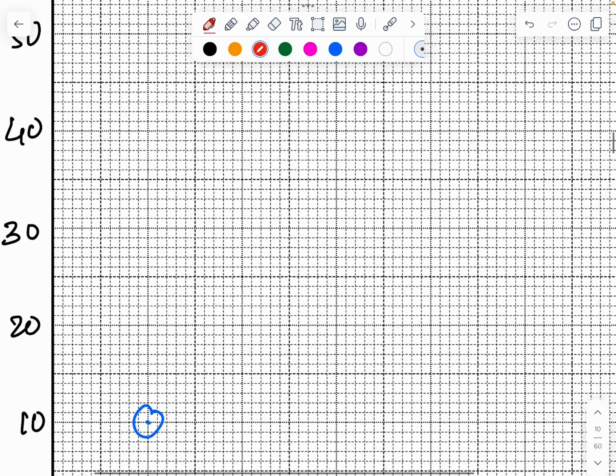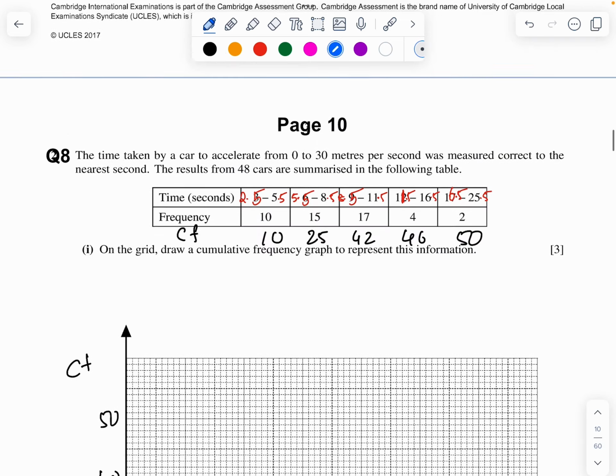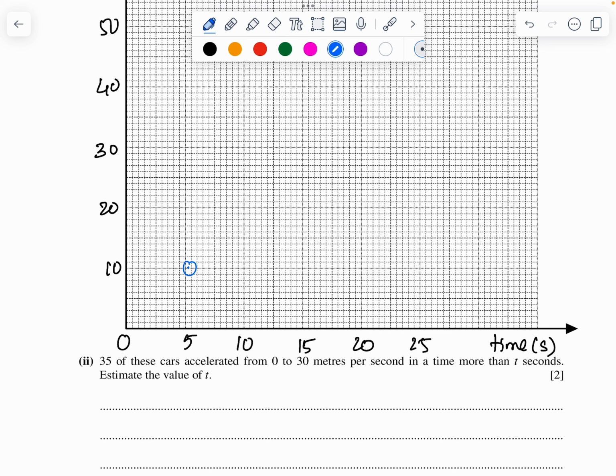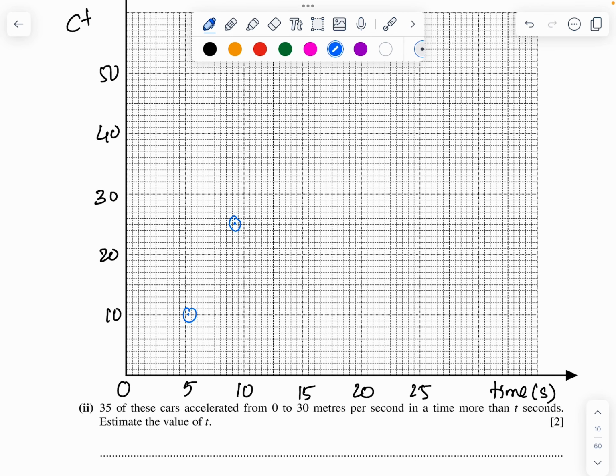So for 5.5 it is 10. You should be doing it at 5.5, not 5; at 5.5 it is 10. Then for 8.5 it is 25. 25 is there between 20 and 30. For 11.5 it is going to be 42.